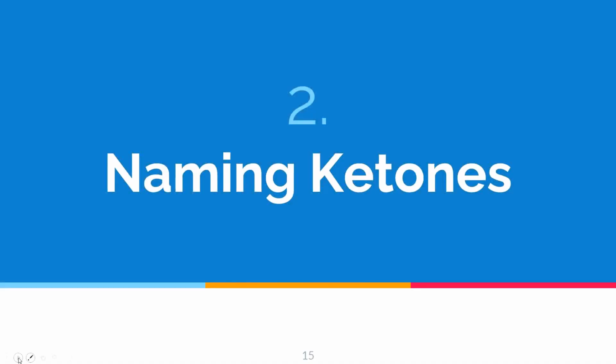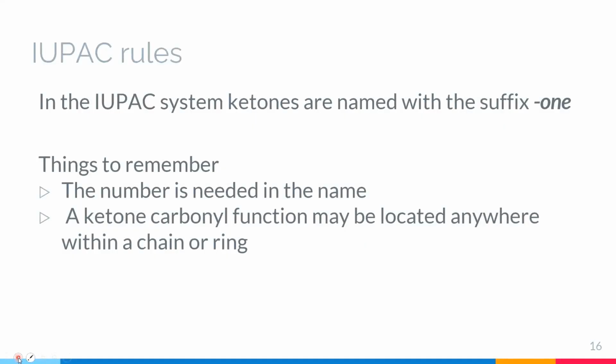Next, we'll bounce into naming the ketones. In the IUPAC system, ketones are named with the suffix "-one". Things to remember: the number is needed this time. The ketone carbonyl function may be located anywhere within the chain or ring. This is why, unlike the aldehyde, where we don't have to put the number, for the ketone we do have to put the number, because this carbonyl functional group can be placed anywhere in the chain or ring.